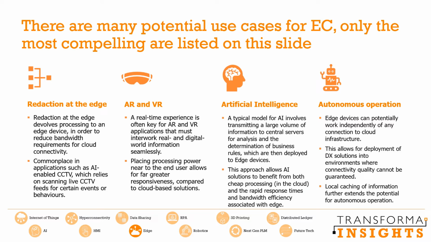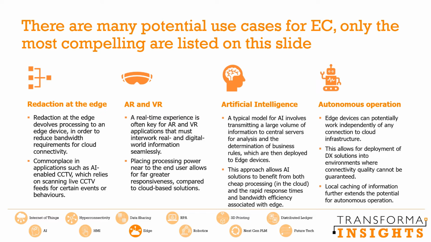Edge is particularly relevant in the case of artificial intelligence as well. So a typical model for AI involves transmitting a large volume of information to cloud servers for analysis and for the determination of business rules, which are then deployed or devolved out to edge devices. This approach allows AI solutions to benefit from both cheap processing in the cloud and the rapid response times and bandwidth efficiency associated with the edge.